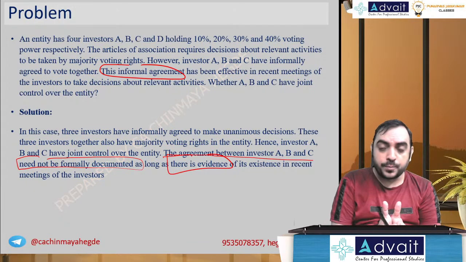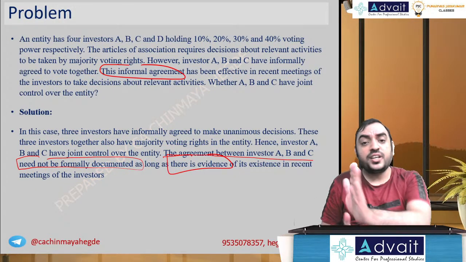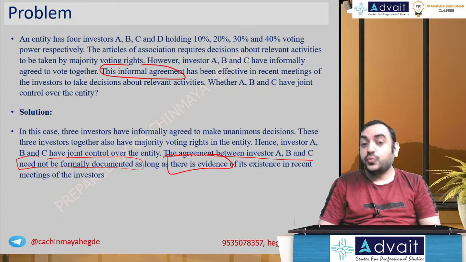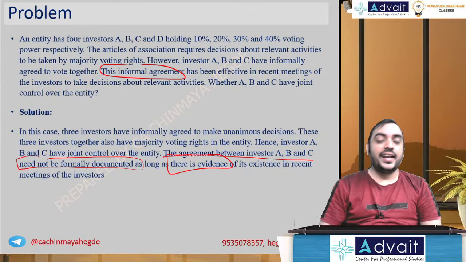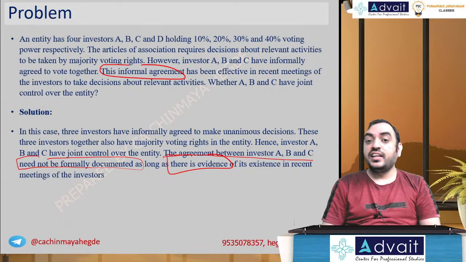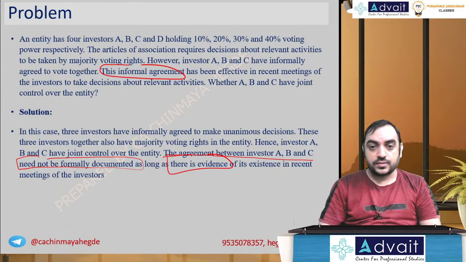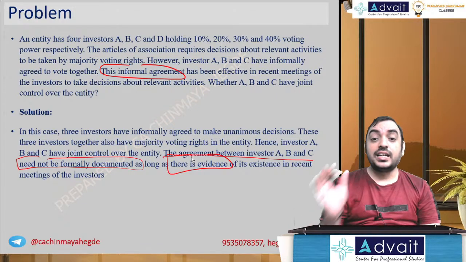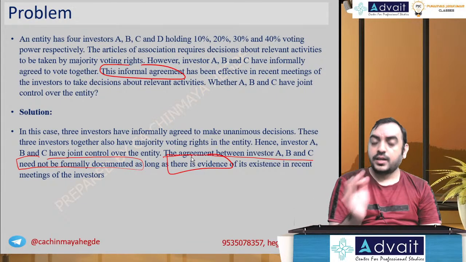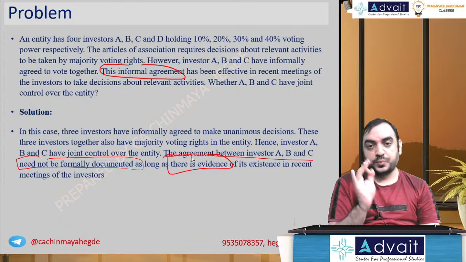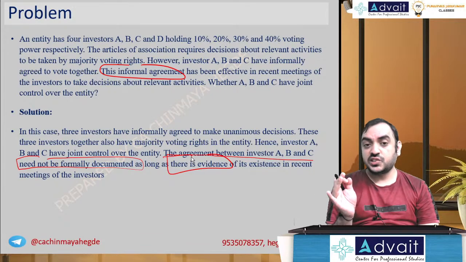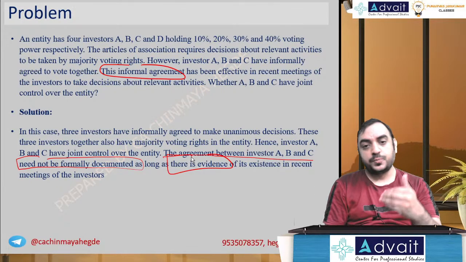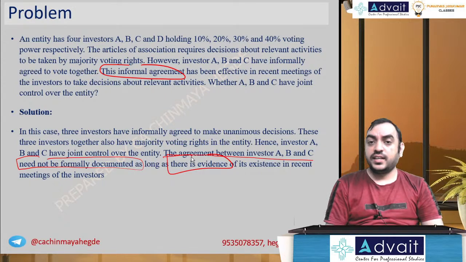So ABC have come together, you have evidence of that, which means ABC will control the entity as a jointly controlled entity. Maybe it is a joint venture. It's a joint operation. I mean, it's a joint venture for sure. Hope you got the point. The agreement need not be formal as long as there is evidence, there is proof, sufficient confidence that they have come together, which means there is a joint venture.